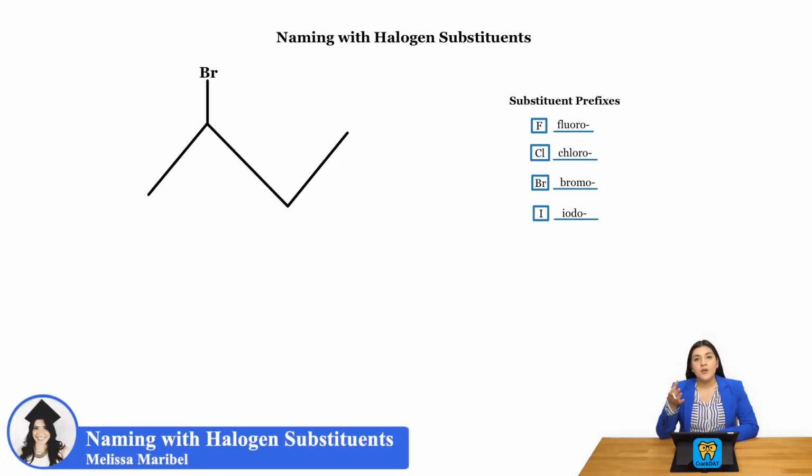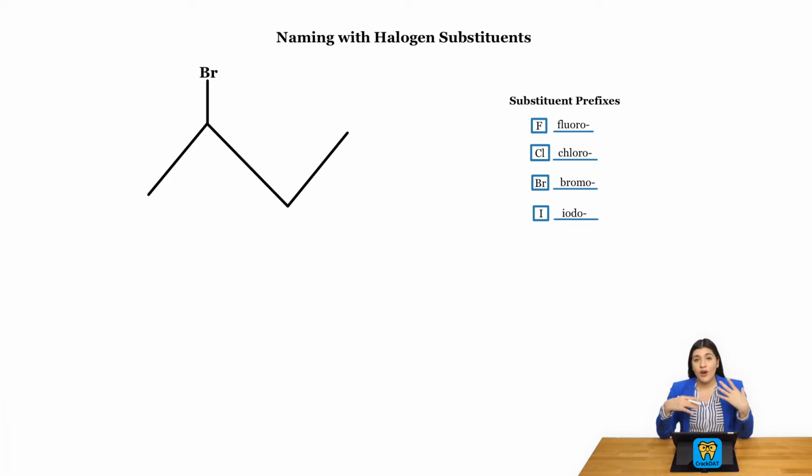Before, we saw that you have different substituents that specifically are alkyl groups. Remember what alkyl groups are? They're just groups that only consist of carbon and hydrogen. But now we're going to look at substituents that don't just consist of carbon and hydrogen, or even consist of carbon and hydrogen at all.